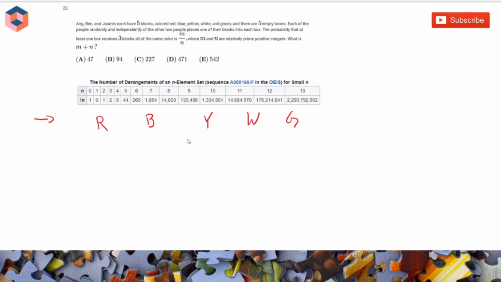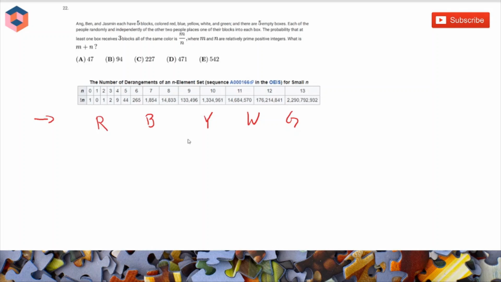Now we can do casework on what Ben decides to do, and thus what Jasmine will have to do to make it so. But first, we'll apply a tool called derangements and complementary counting. So instead of figuring out how many ways there are for at least one box to receive 3 blocks of the same color, we'll figure out the number of ways that there are for no boxes to receive 3 blocks all of the same color, and then subtract that from 1 at the end to get our answer.